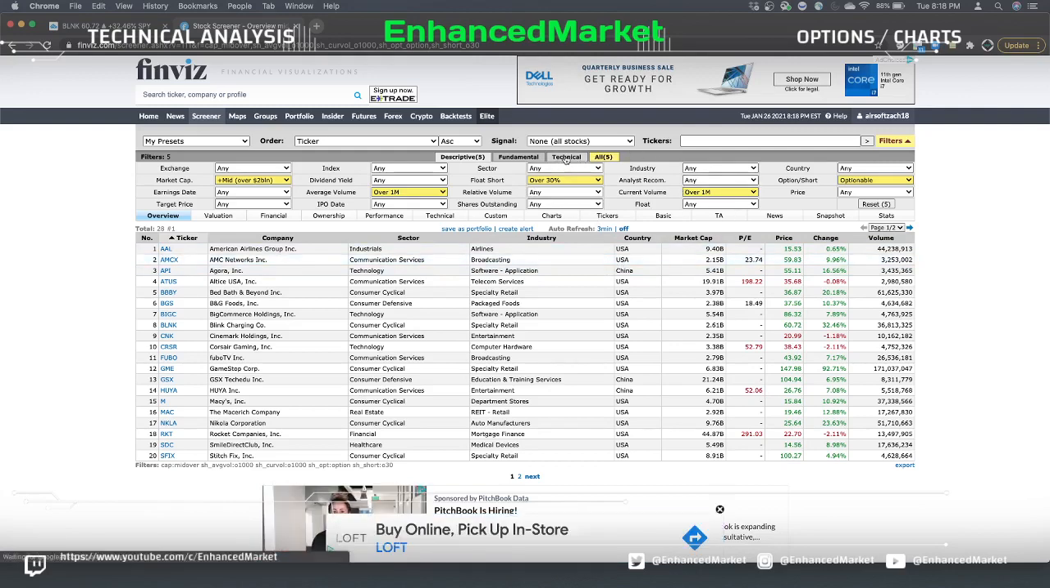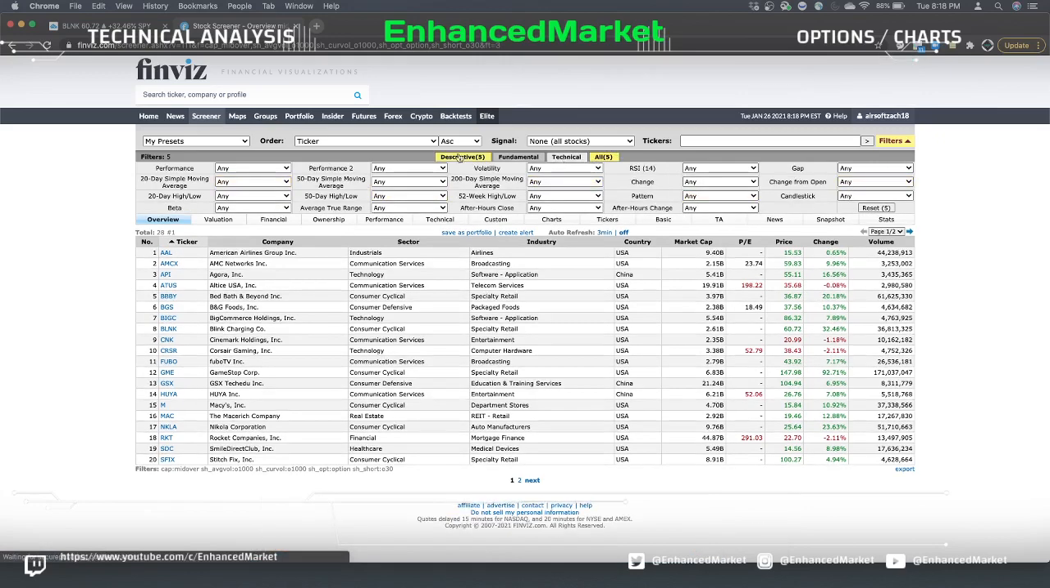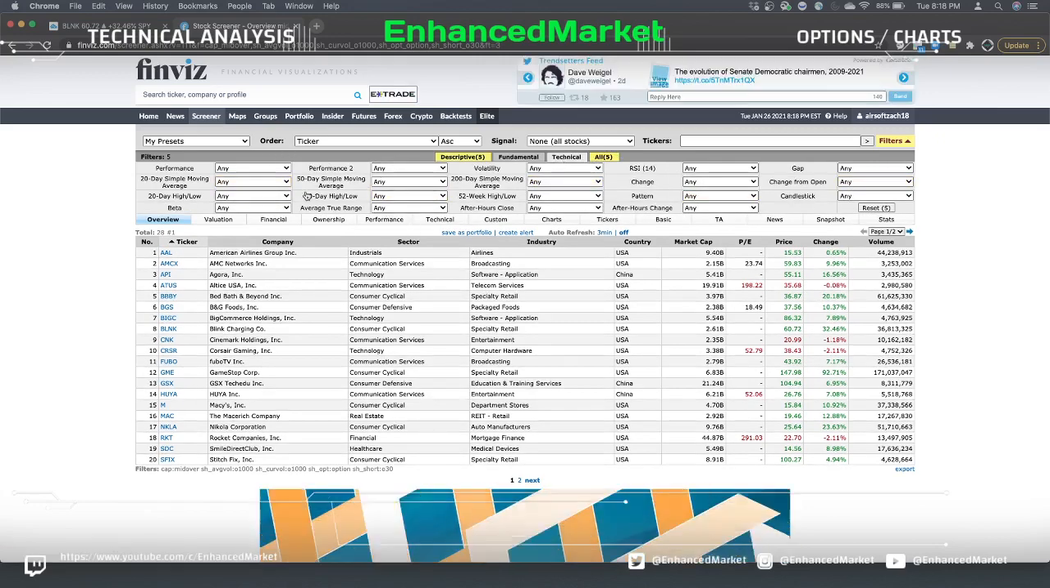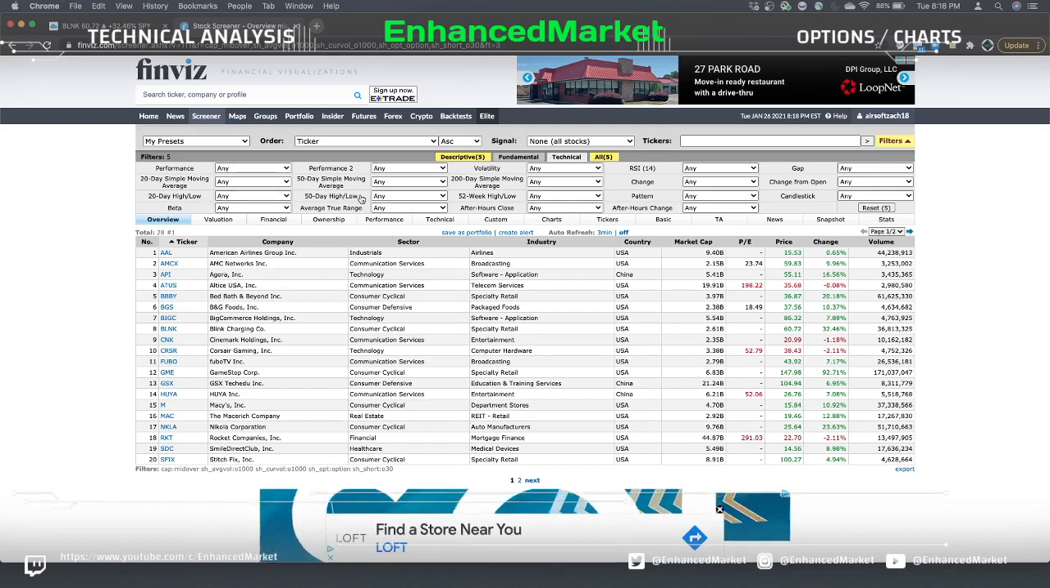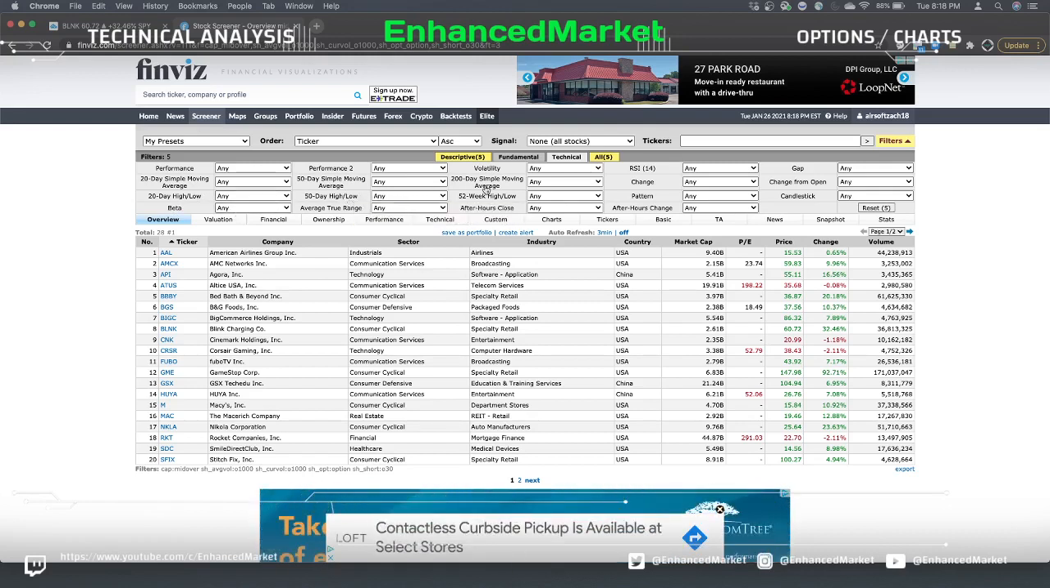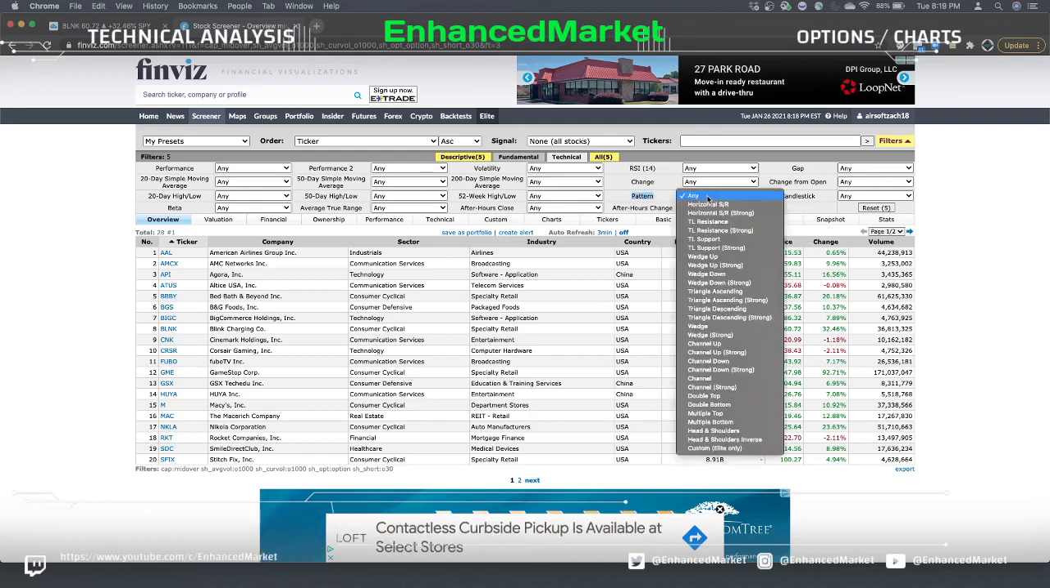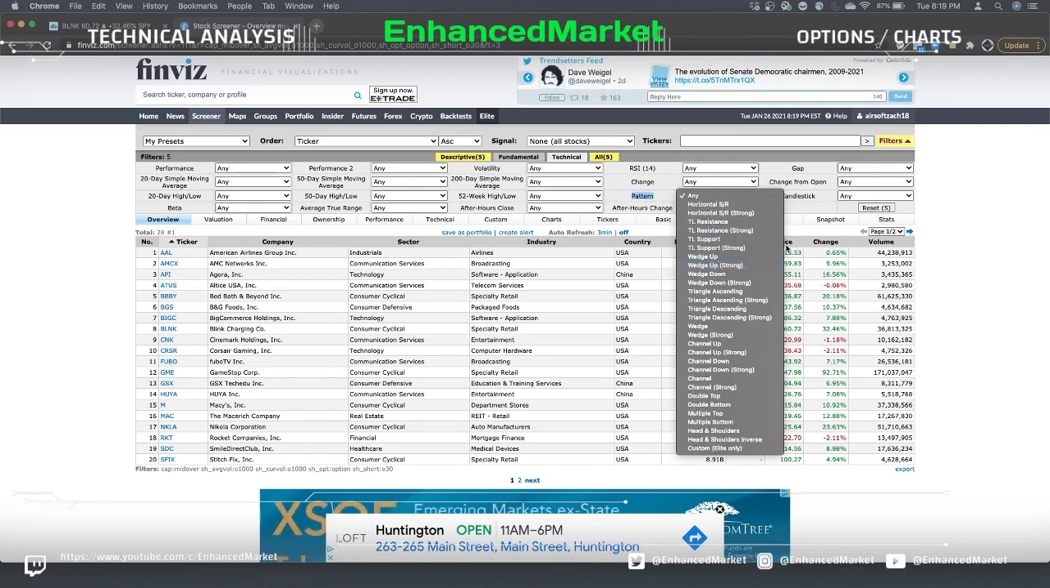And then I'll go over to technical. And then you could change any of these to your liking. They offer so many different filters. So if you're searching for something super specific, you can find it on here. It's a great platform. But what I like to do is I'll take the pattern filter and I'll just go through some patterns that I like.